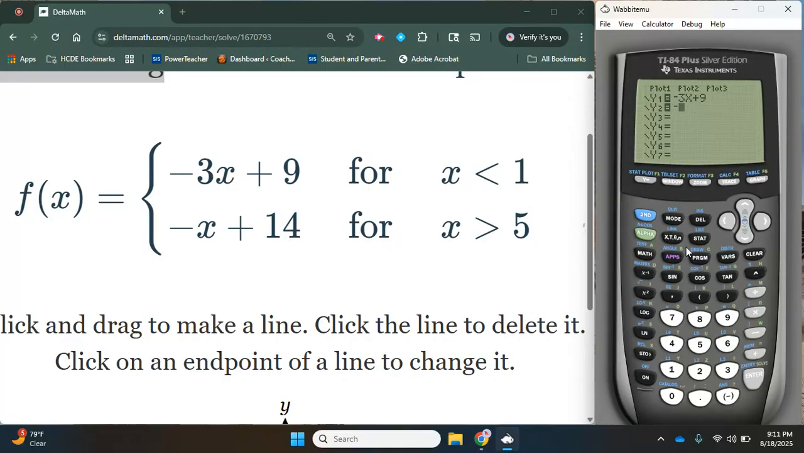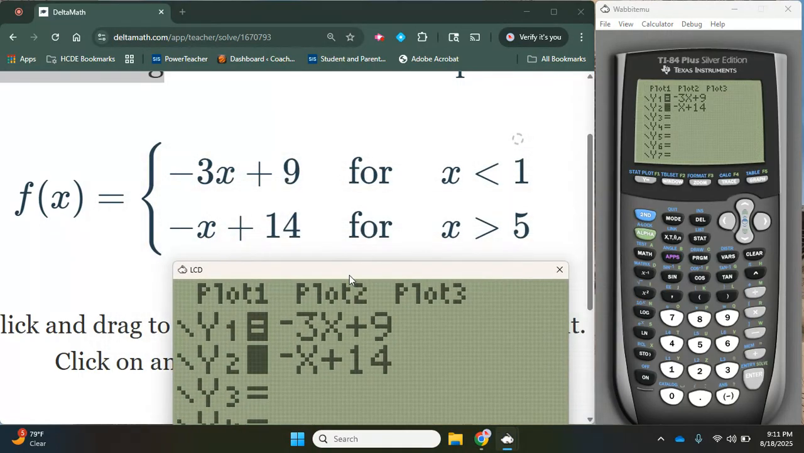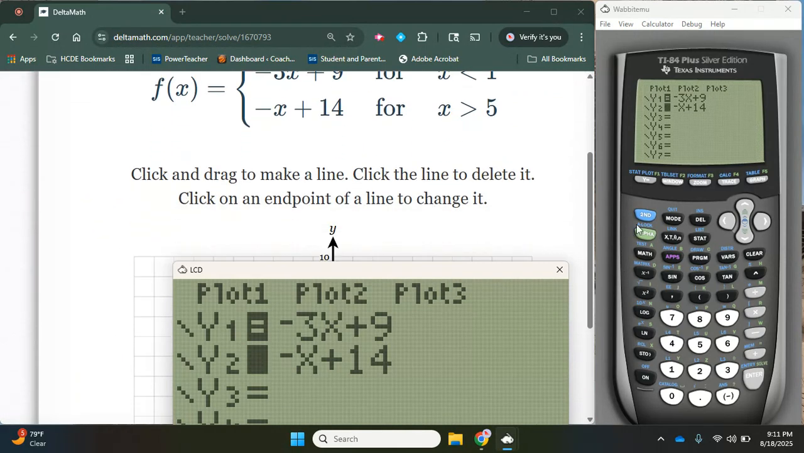So let me just put these in right here. And I'm going to actually pull up a larger screen so that we can see it. Now I don't want both equations at one time. So I'm going to get rid of this. And the way I did that, I'll show you guys one more time, is I turned the equal sign off for the second equation, the negative x plus 14. So now it's not going to show up when I look at the table. So I need this for values less than 1.